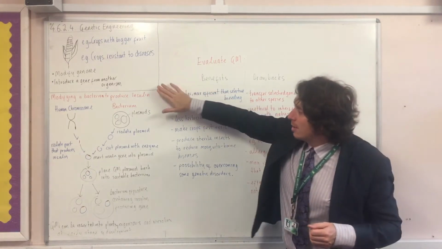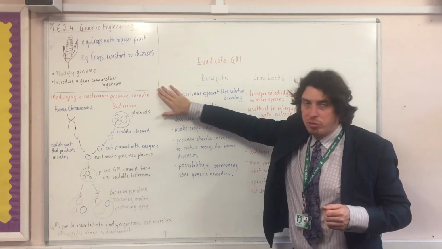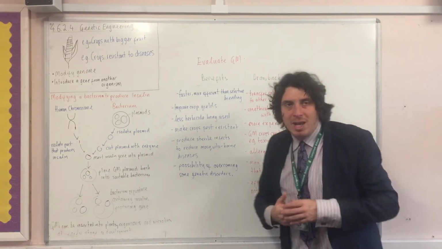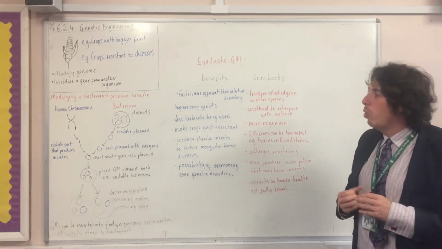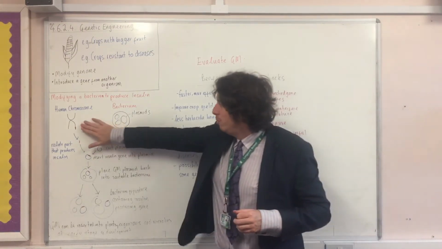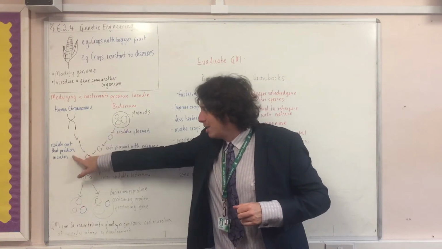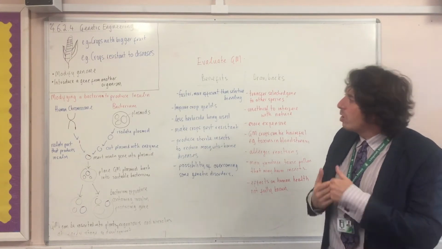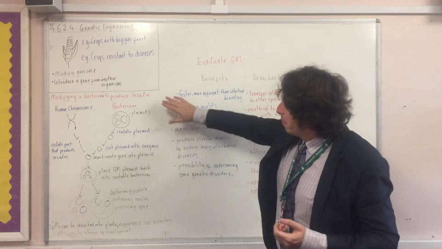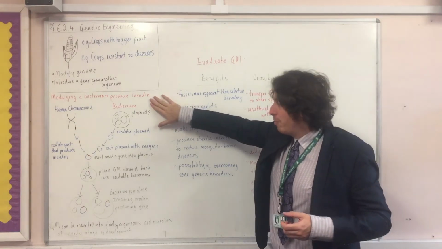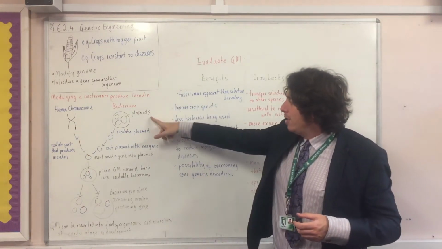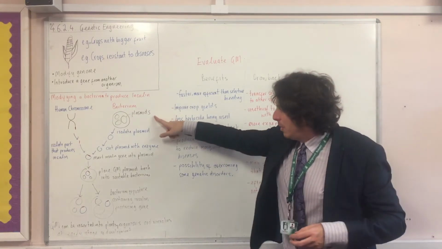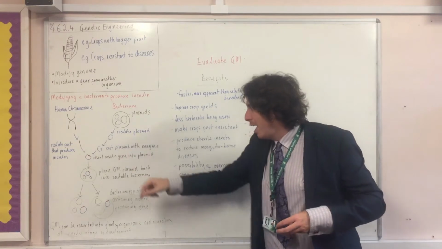So let's have a look at the example of modifying a bacterium to produce insulin. Let's say you've got a human with a lack of insulin and we need to produce some more insulin. What we would do is we take a human chromosome, and we isolate the gene on that chromosome that produces insulin. Then we would take a bacterium, the singular of bacteria, and find the plasmids inside that bacterium.